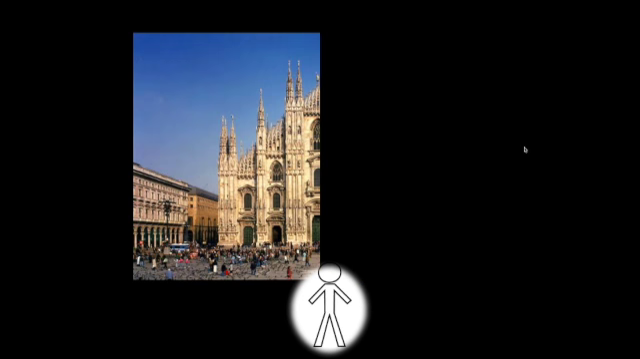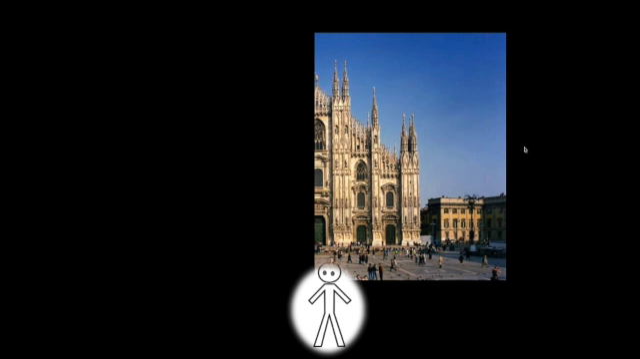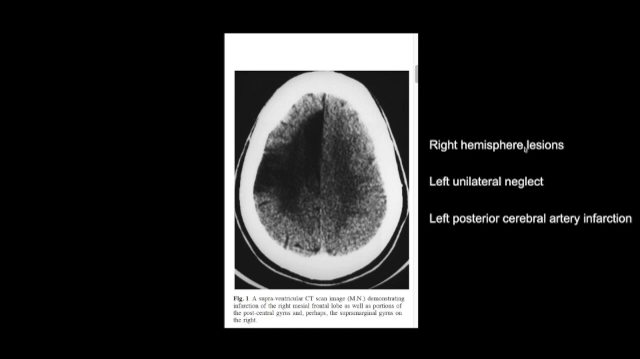The problem was, some people described only half of it, and then they asked them, imagine turning around and now your back is facing the church, can you describe it now? Now they will describe the other half, meaning they totally neglect half of their visual world. This is usually when people have right hemispheric lesions.